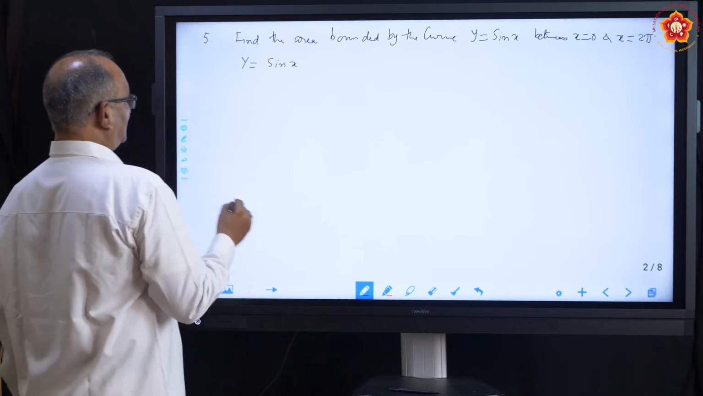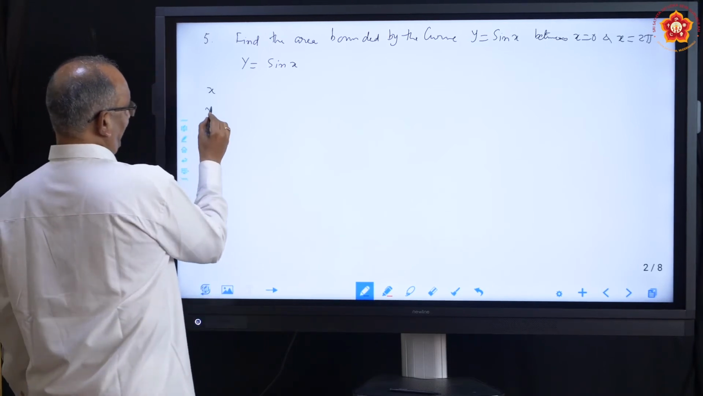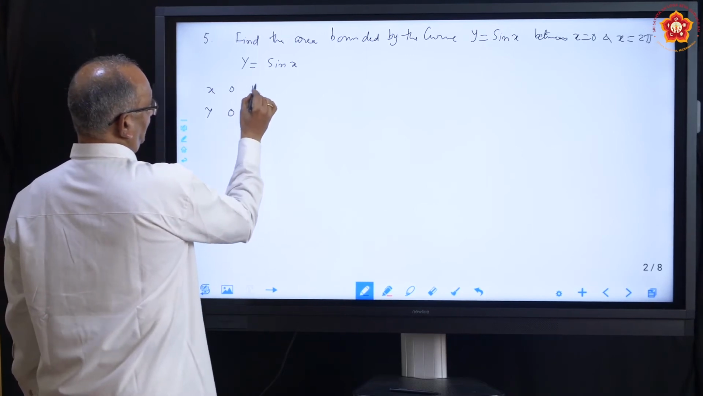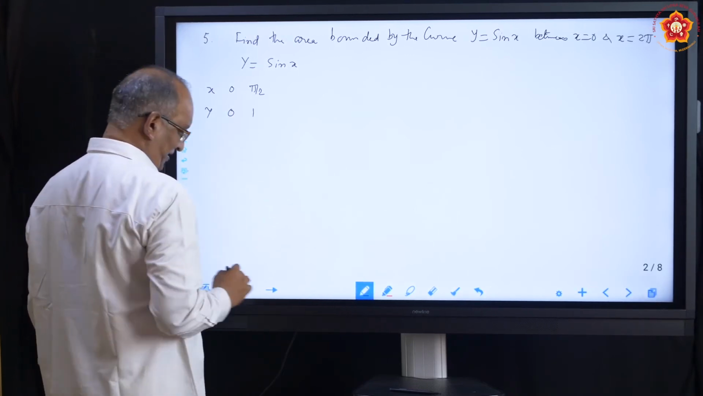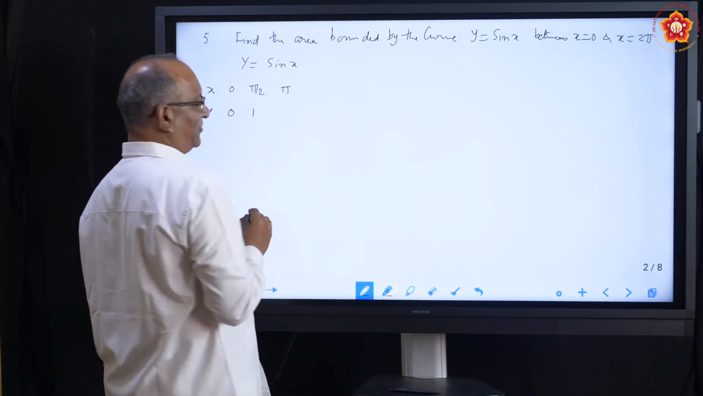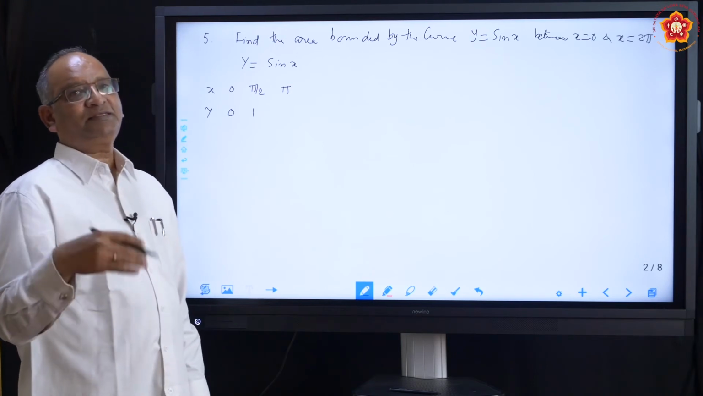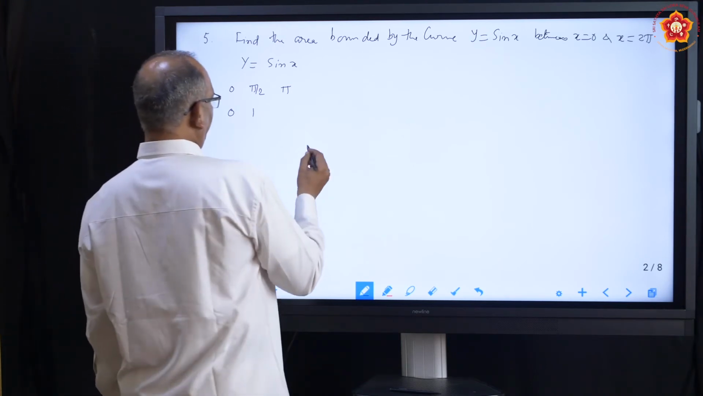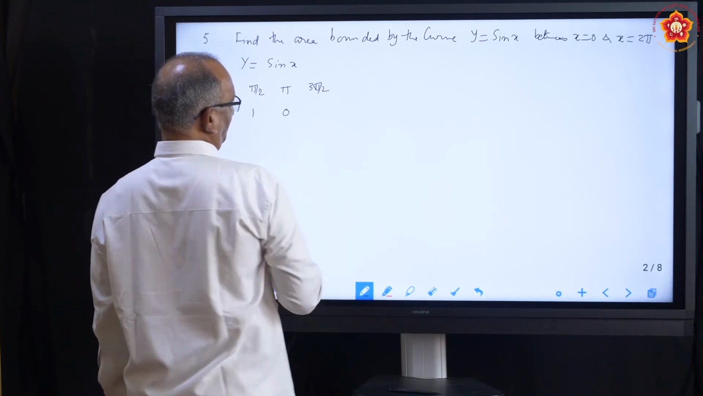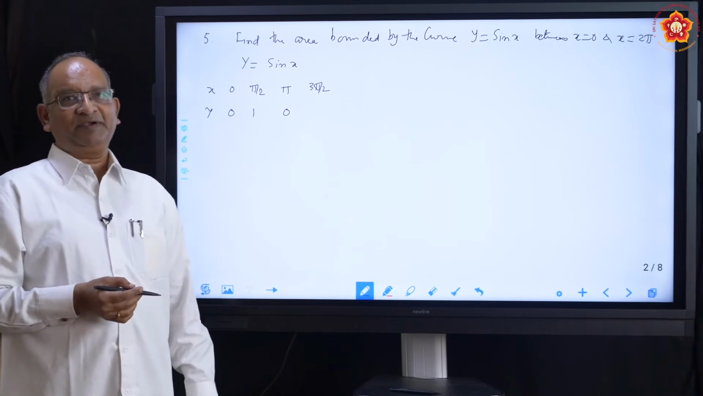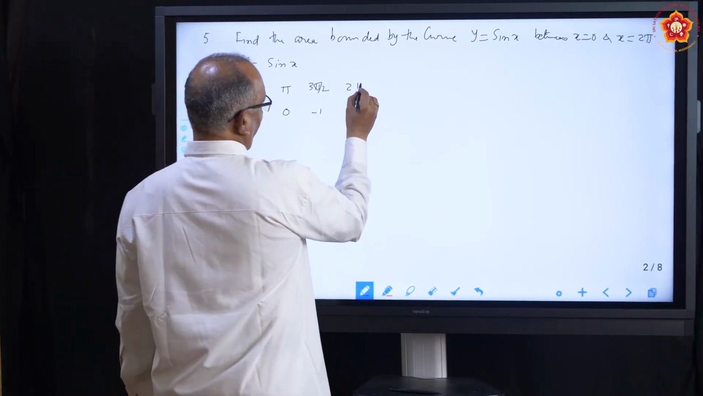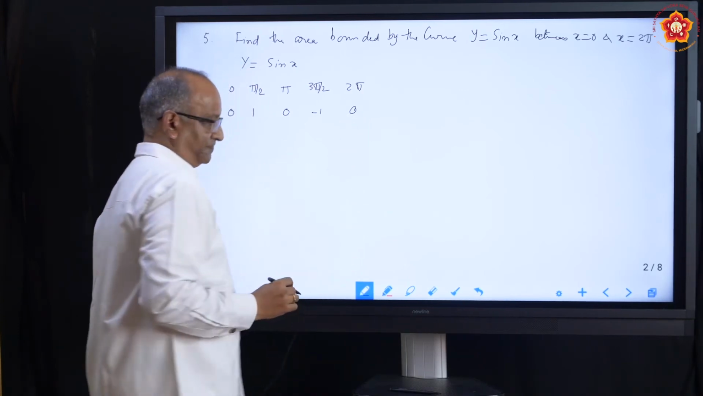So take the values x and y. X is 0. We know sin 0 is 0. Pi by 2, sin 90, it is 1. Pi, sin 180 degrees. Sin 180 plus 0 is sin 0, so sin 0 is 0. 3 pi by 2, 270 degrees, it is minus 1. 2 pi is again 0.